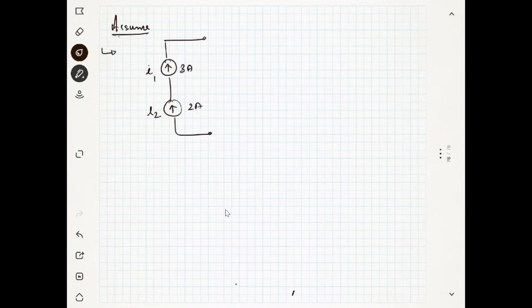Is it 5? What will be the total current? Open circuit or just for any, you connect a load, no problem. You connect a load RL, no problem. What will be the current?